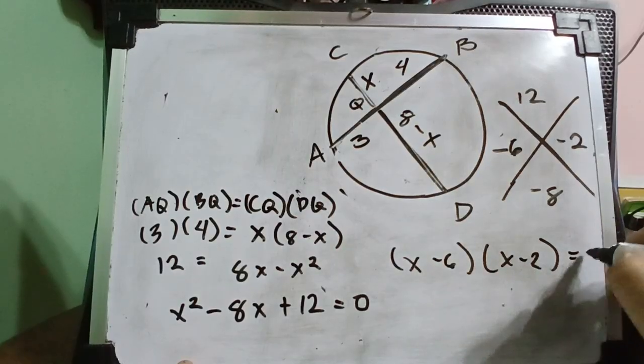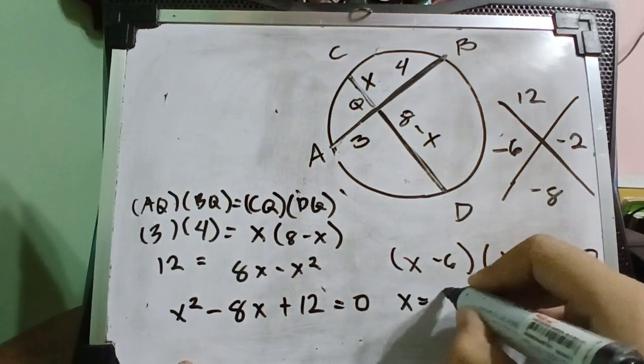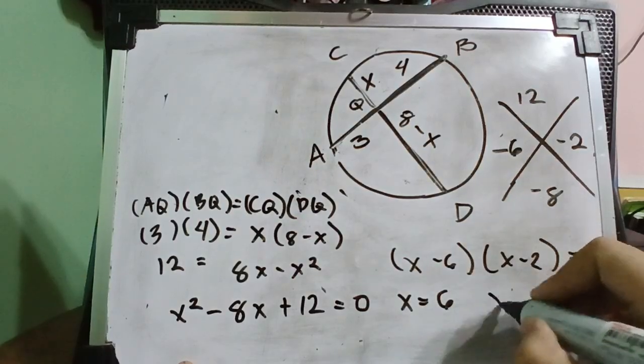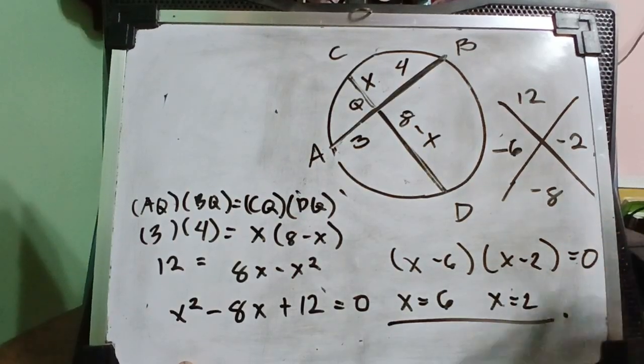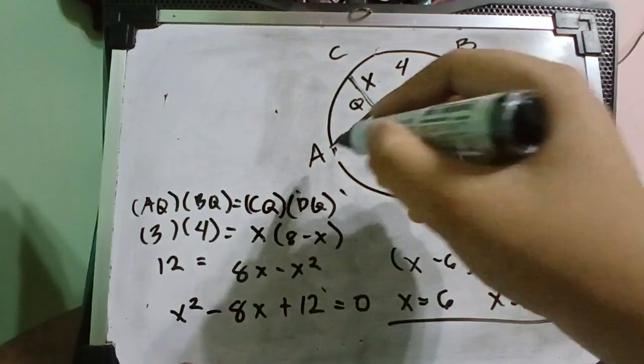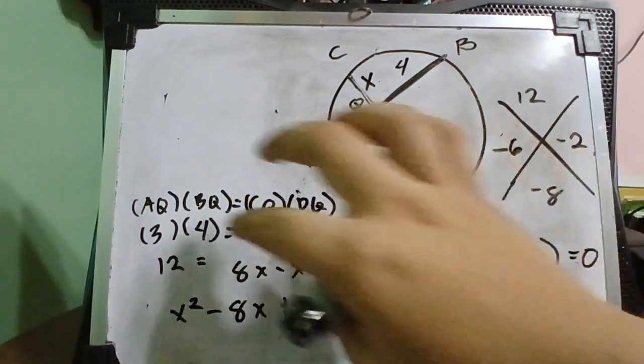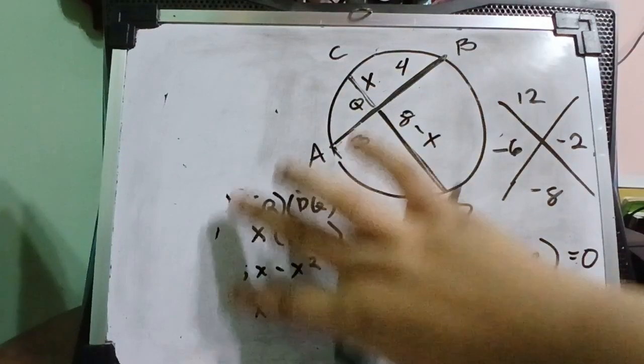And then, we're going to equate them to 0. So, magiging x is equal to 6 kasi we're going to transpose, and x is equal to 2. So, it's either the 2 yung sagot natin. So, paano? So, how are we going to check it? Check natin siya.